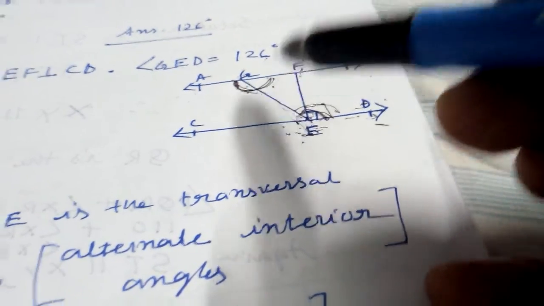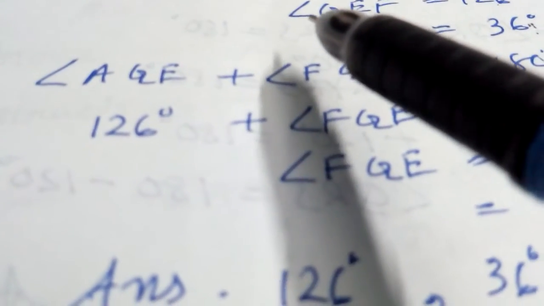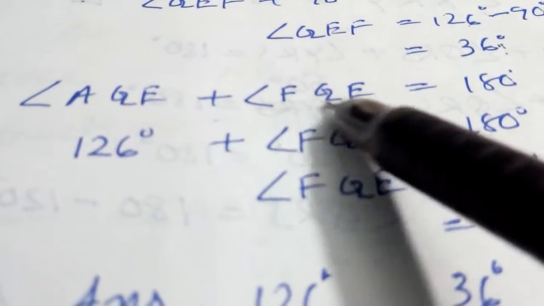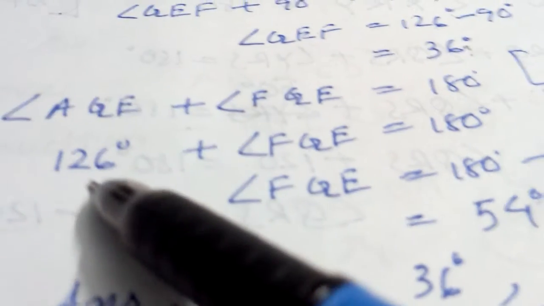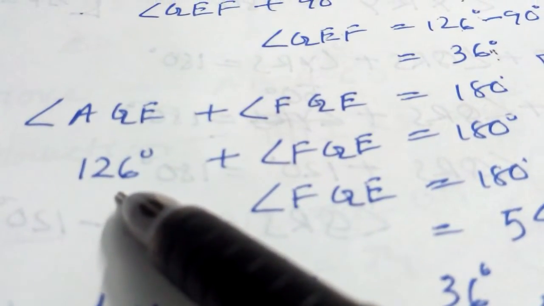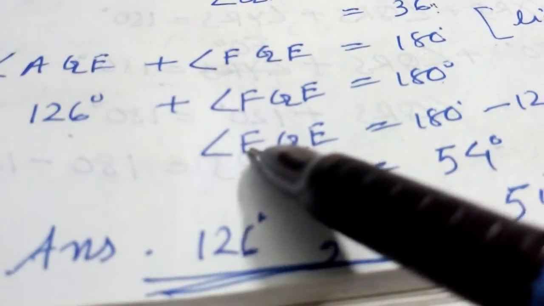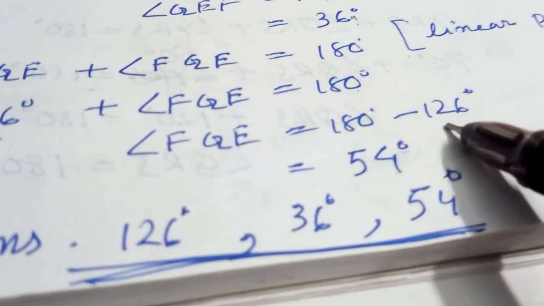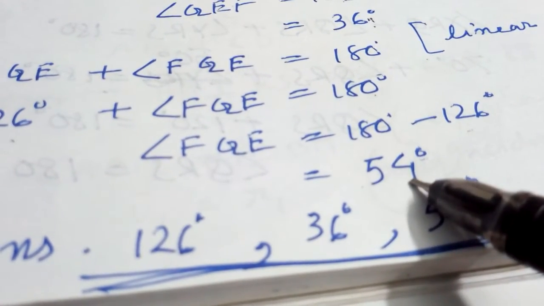Understand? You see, look here. AZE plus FZE is equal to 180 degrees. This is because of the linear pair. AZE is equal to 126 degrees, so FZE is equal to 180 minus 126 degrees, 54 degrees.